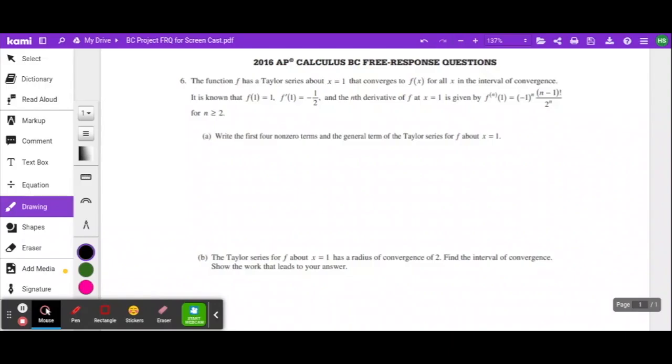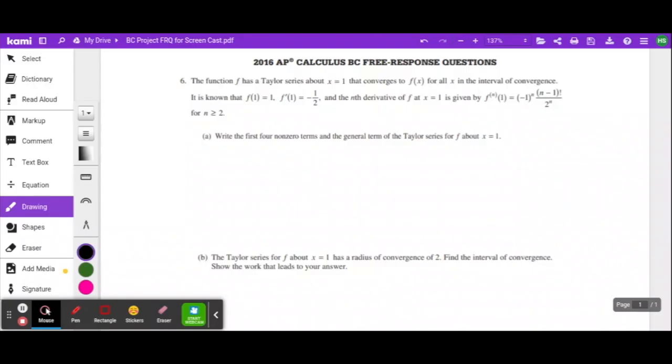Okay, let's do BC FRQ number 6 from 2016. Before we even start, we should know that FRQ number 6 is almost always about a Taylor series, which holds true here. The function f has a Taylor series about x equals 1 that converges to f of x for all x in the interval of convergence.